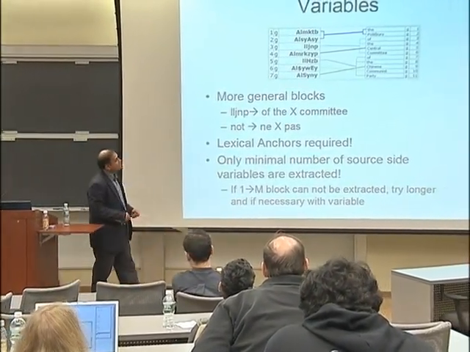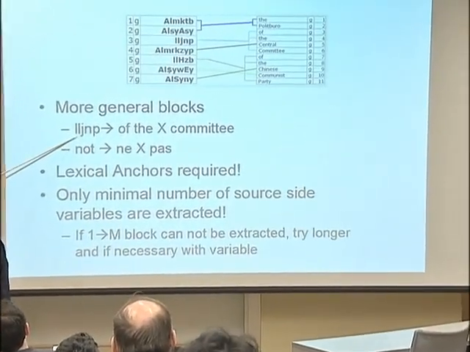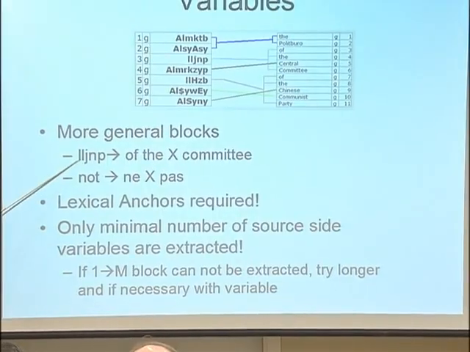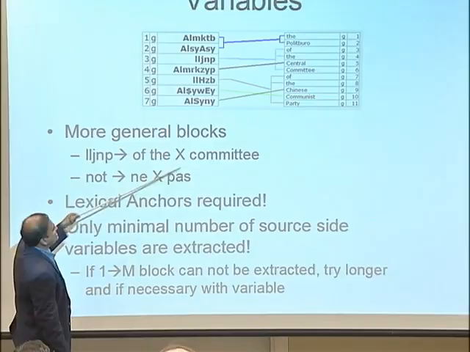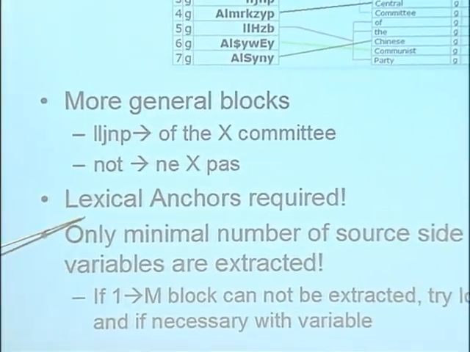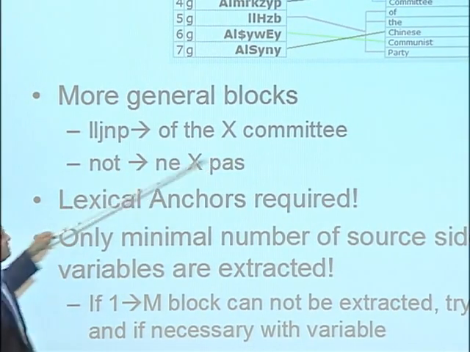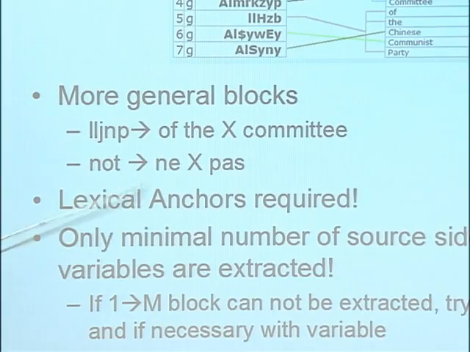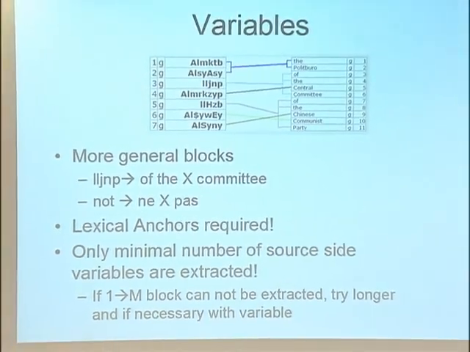Okay, so variables. I've already kind of hinted at them before. So here, the source words LL, J, and P. I don't speak Arabic, so what I do is I Romanize it and spell it out. LL, J, and P produces of the committee, where X is a variable. And I said the French example before. But to contrast to the work of Hyro, we absolutely require these anchors. We don't do variables at the end of phrases. And we're only going to take the minimum number of phrases and variables as required. We're not going to be very general.